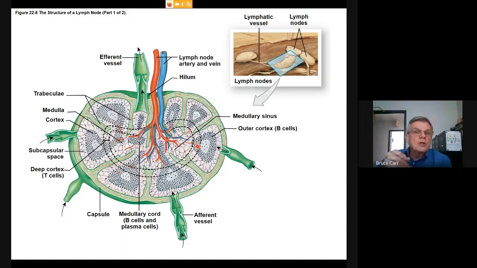Now, this is something that you sort of are familiar with. You know, when you get a respiratory infection, the colds or flus, and your lymph nodes swell and they become tender, especially here in the neck.